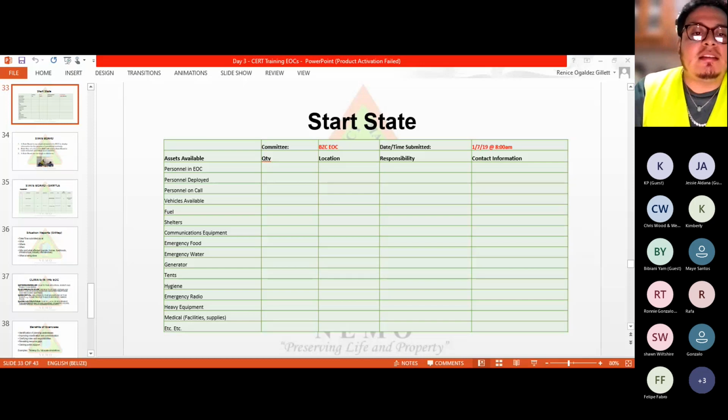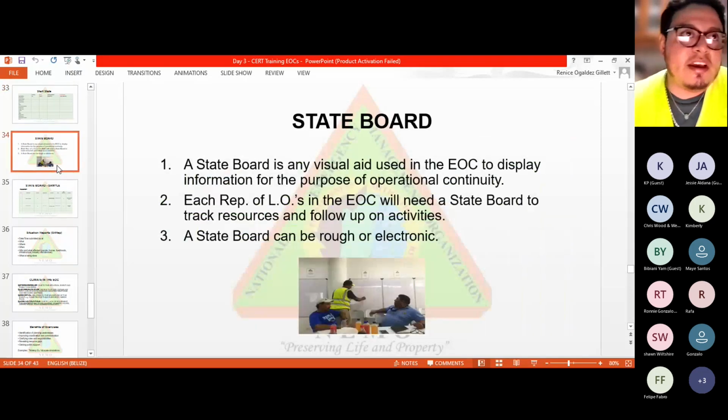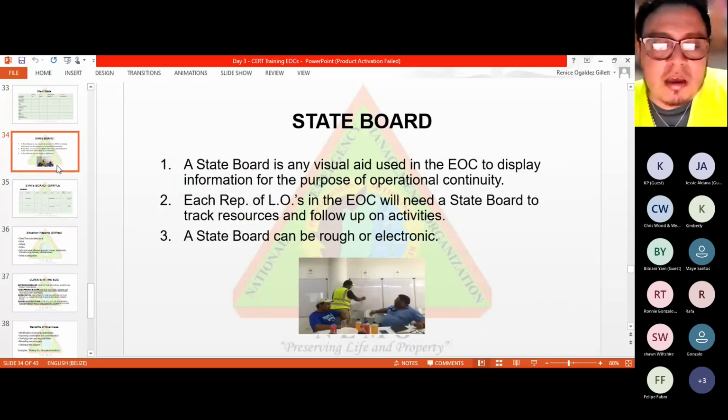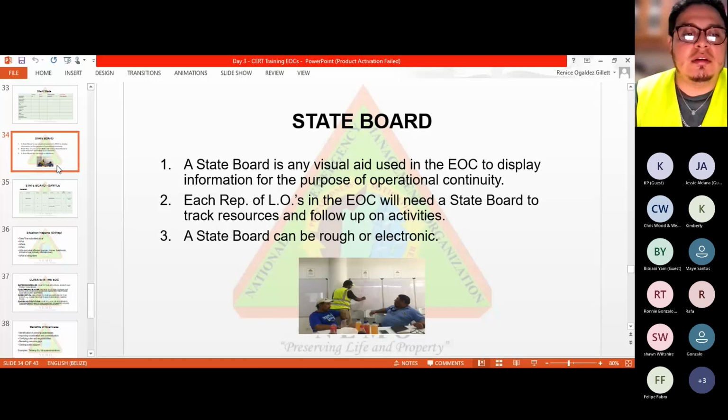And the state board, that is what you have seen in the emergency operation committee. And the state board is any visual, as Kenton mentioned. Sometimes we do need to improvise. Before, we were not fortunate to have whiteboards as we do have today.